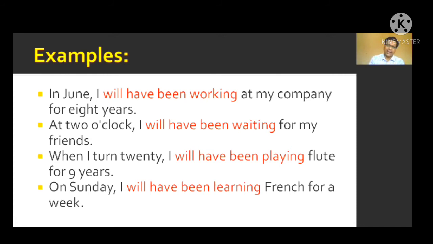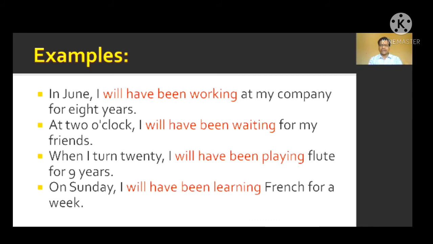See, will indicates future tense. Already I told you, will indicates will or shall. You can say I shall, no problem at all. Both can be used after I, shall or will. But will indicates certainty of some action, some sort of expression. Right. So here I say in June, I will have been working.